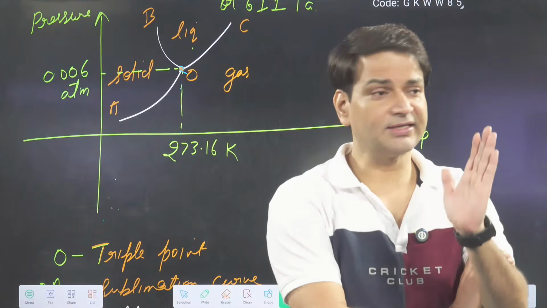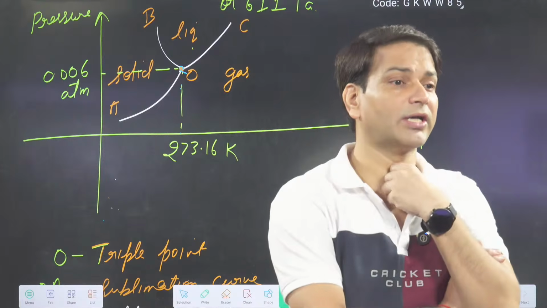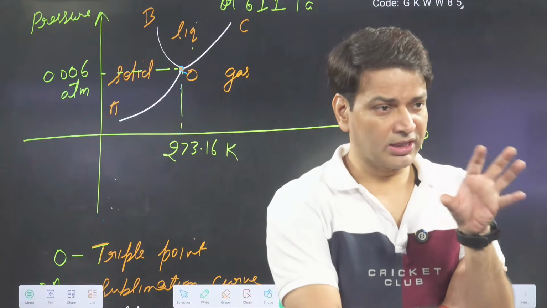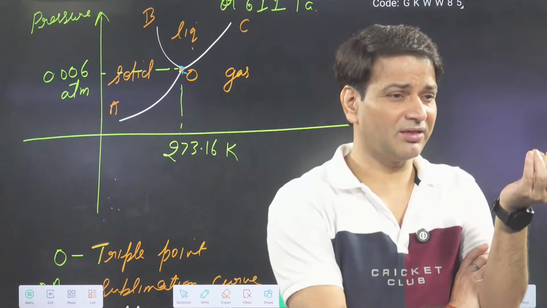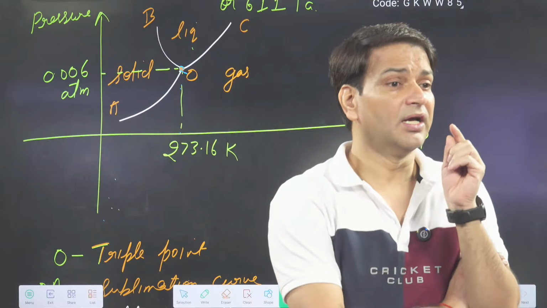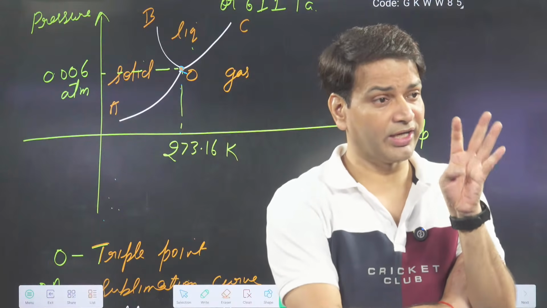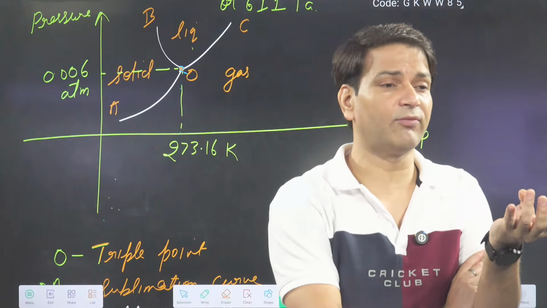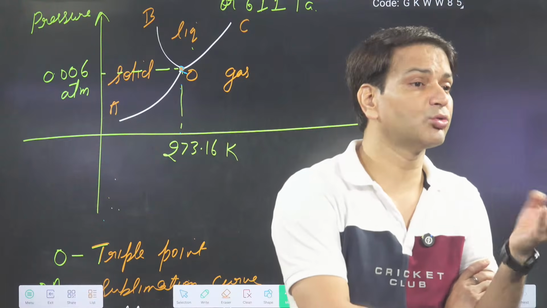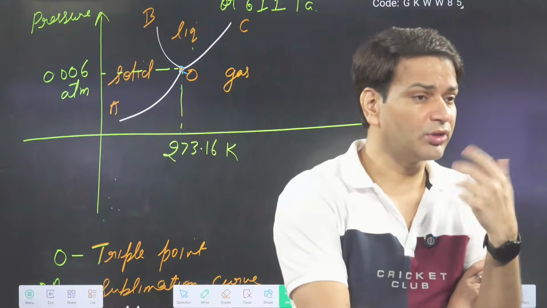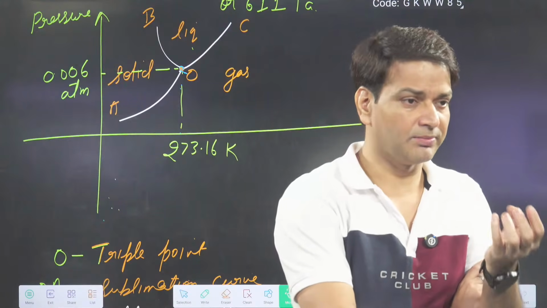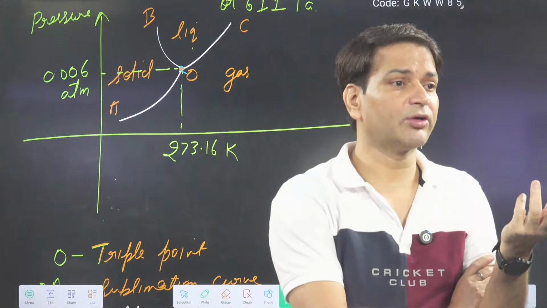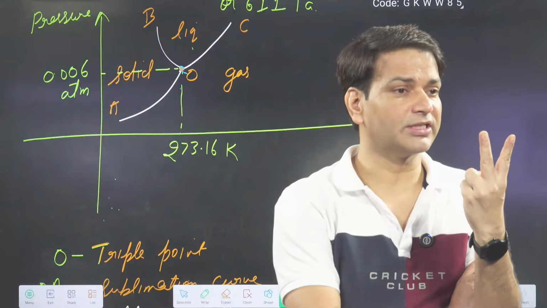Now I maintain the temperature constant and increase the pressure. What do I have now? Only liquid. It means at O I had solid, liquid and gas, and after increasing the pressure at constant temperature I have only liquid. It means solid converts into liquid, melting, and gas converts into liquid, condensation. Liquid is already liquid, no problem. So two processes will be there.